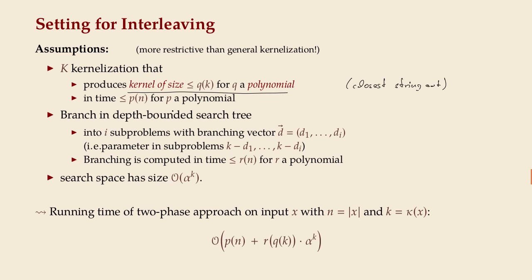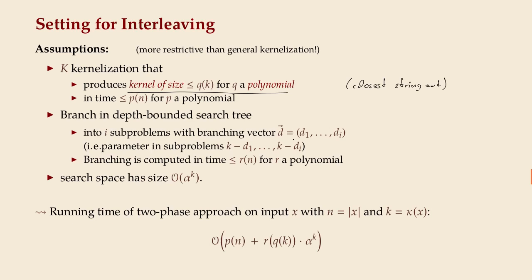And the kernelization should run in polynomial time. That's just by definition. That's the first half of the algorithm. The second is we have some depth-bounded search algorithm. And we assume for simplicity there's just one such branching step. You recall that I mentioned in general you could have many. You could have different rules, and they could have a different branching parameter, but we actually didn't see an example for that.